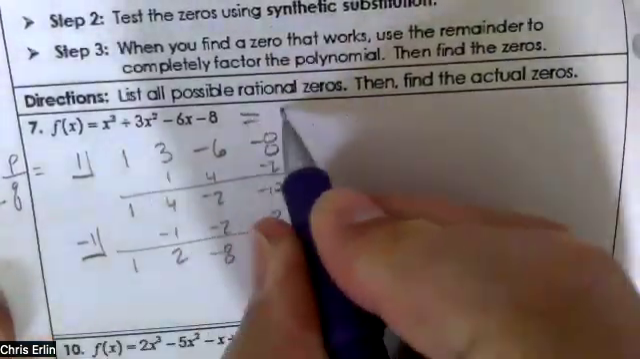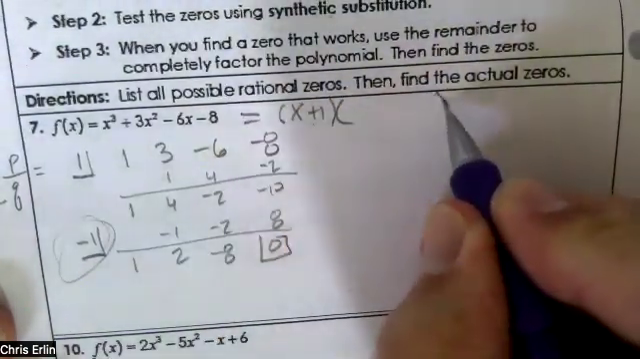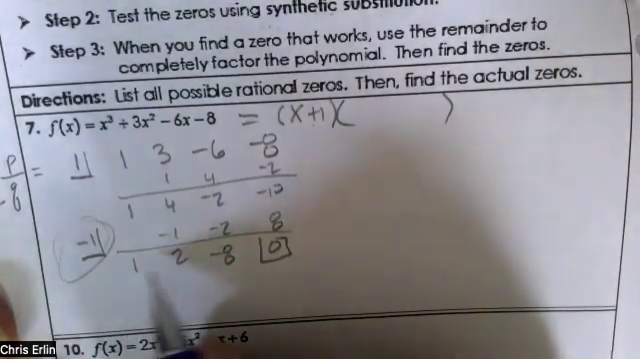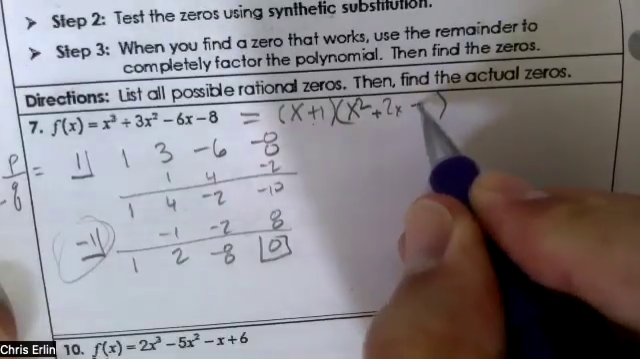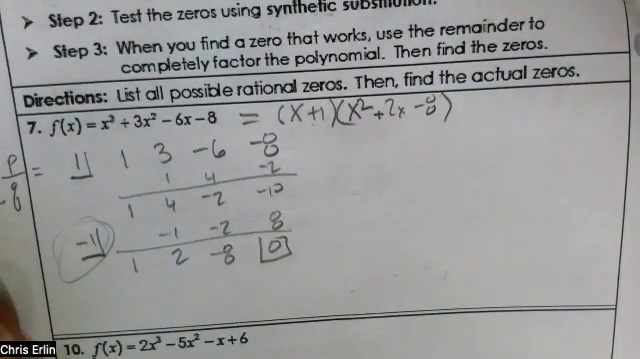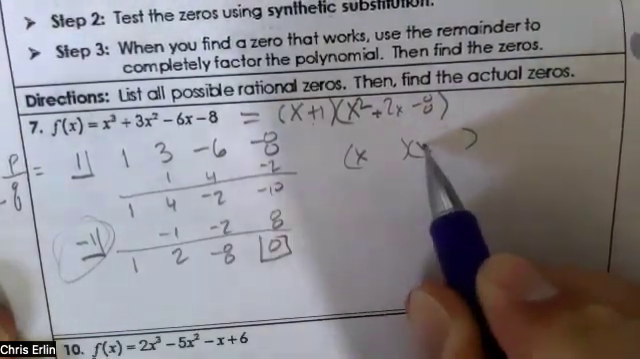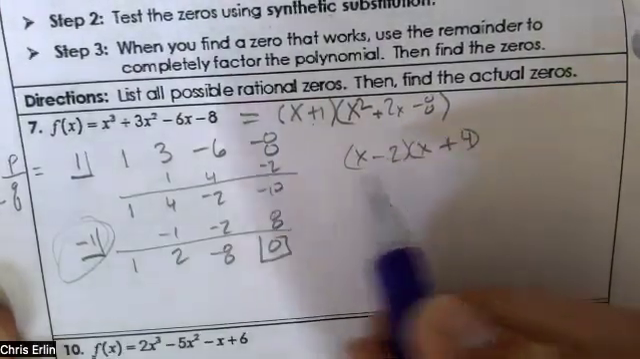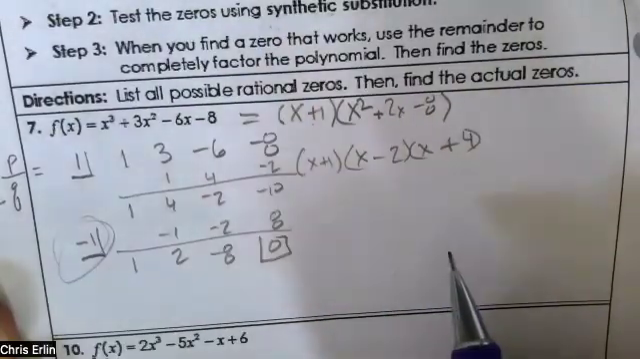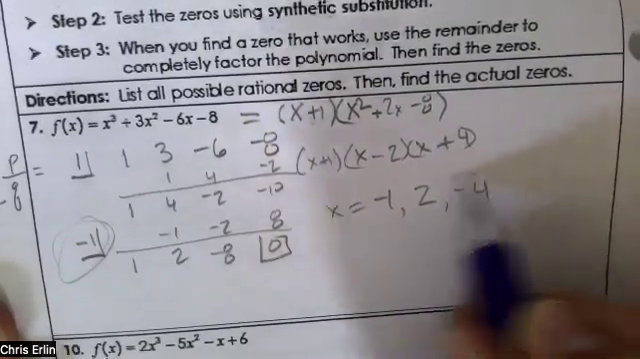I now know that this thing can be expressed as x plus 1 times what? x squared plus 2x minus 8. That's a quadratic. We've learned how to factor quadratics. I can do that with my diamond kind of thing, right? x and x, 4 and 2. I want the 4 to be positive, the 2 to be negative. So x equals -1, +2, -4.